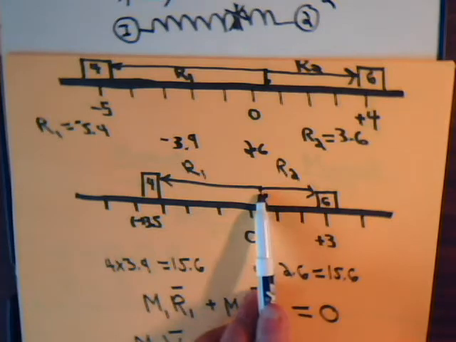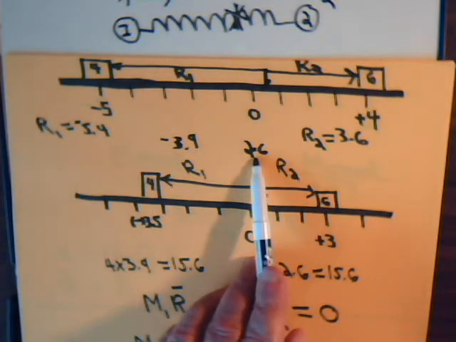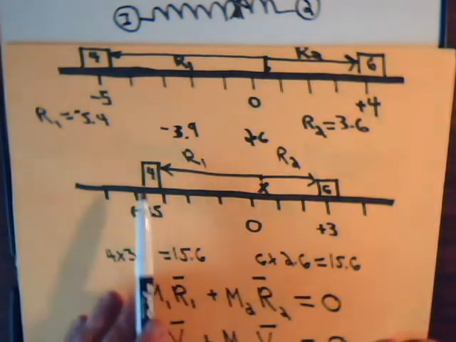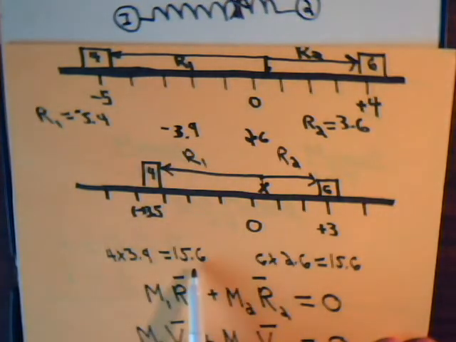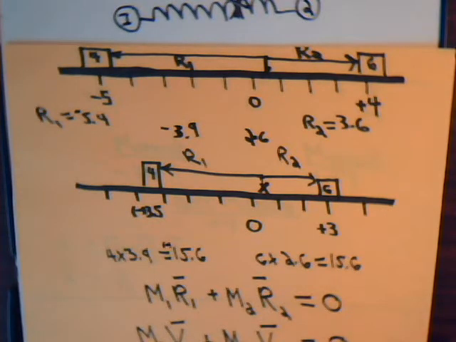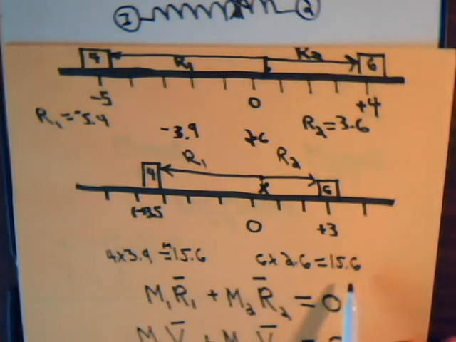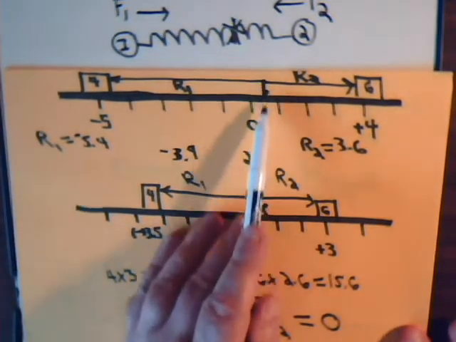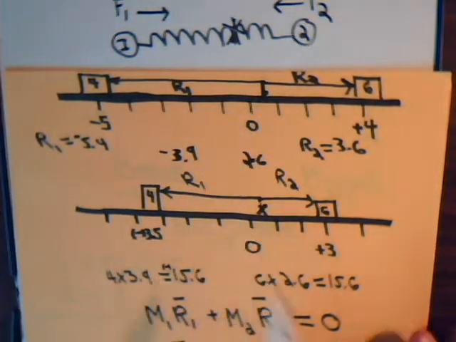And here, R2, its distance from the center of mass, is plus 2.6. So if we take their moments, here we would have a mass of 4 times minus 3.9, that's minus 15.6. This would be 6 times 2.6, that's plus 15.6. So we move the blocks in such a way that this equation is still valid and the center of mass has not shifted position. Well, what happens then, let's say if we take the time derivative of this equation?